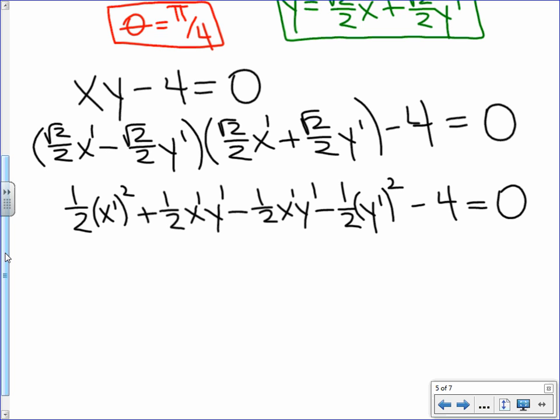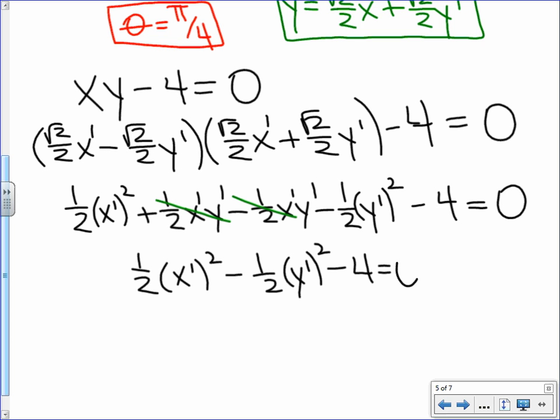The whole point of replacing our x's and y's with those binomials is so that our xy term disappears. What happens here to our xy term? It disappears. So what we are left with is 1/2 x prime squared minus 1/2 y prime squared minus 4 equals 0.